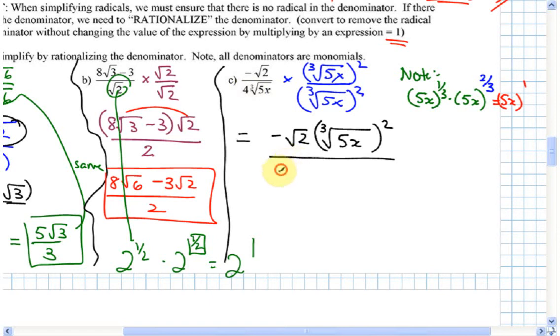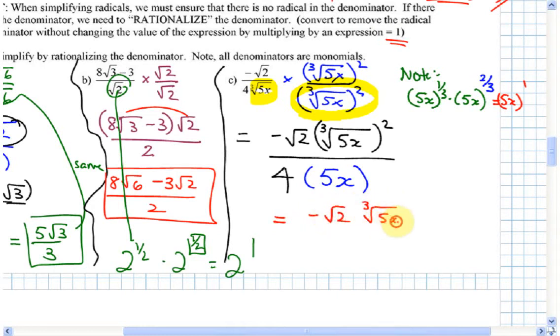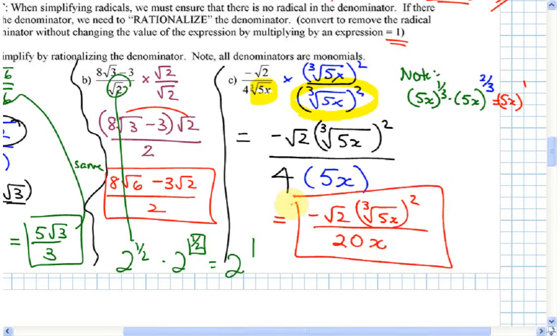Well, we've got the 4, we'll keep it out there. And now the question is, what's the cube root of 5x multiplied by this? That's just 5x, right, which is what we wanted all along. We wanted to eliminate the root. And if you want to simplify this just a little bit more, I think the numerator we can't do anything about, but the denominator we can, because 4 times 5 is just 20, 20x. Okay? And that would be how you rationalize the denominator.